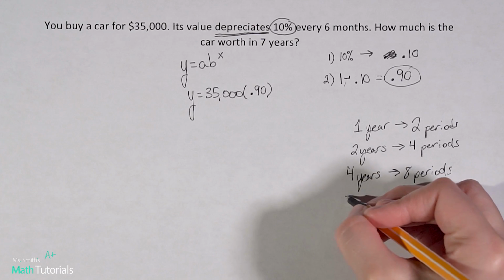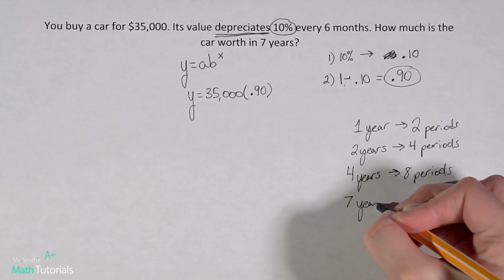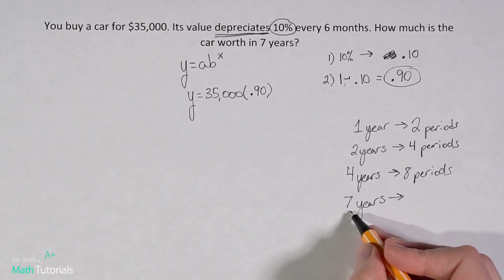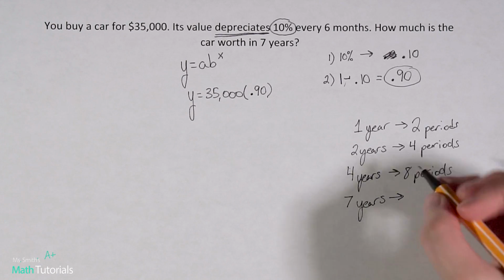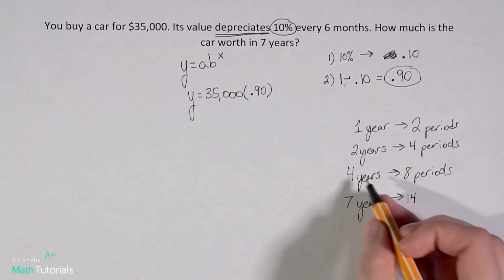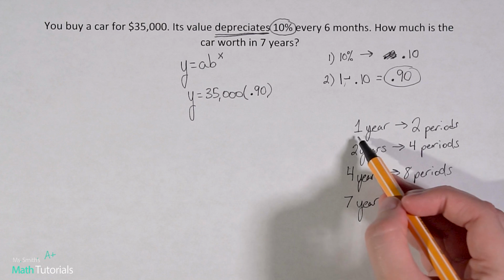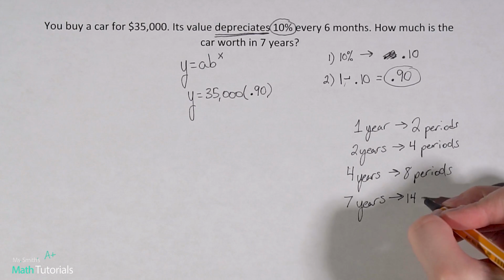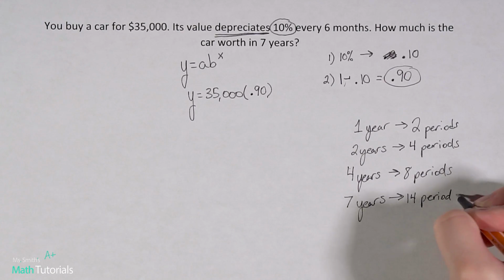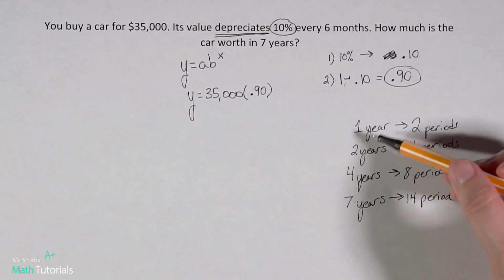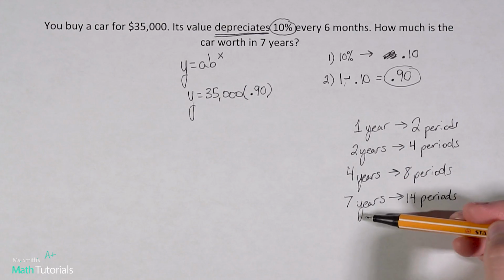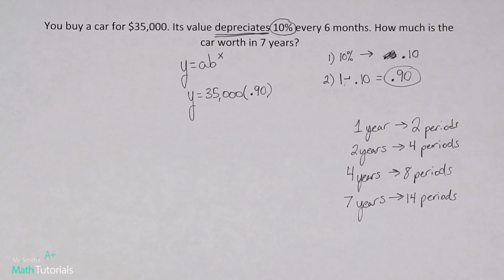Okay, so let's think about 7. Keeping this pattern going, 7 years would be how many periods? Well, it'd be 14. I'm just kind of multiplying because I know it's 2 periods per 1 year. And if you struggle with making that jump, going from 2 to 4 and from 4 to 7, then don't make the jump. Lay it out.